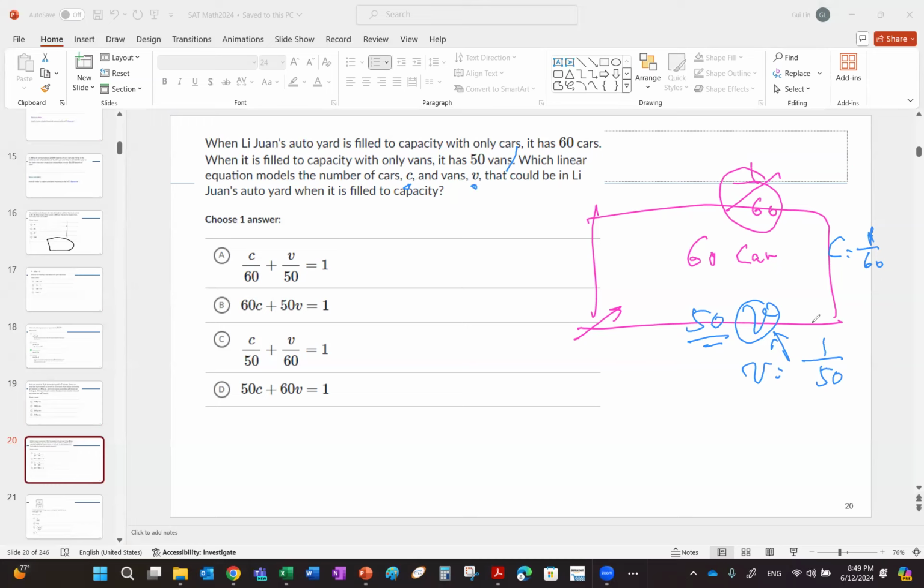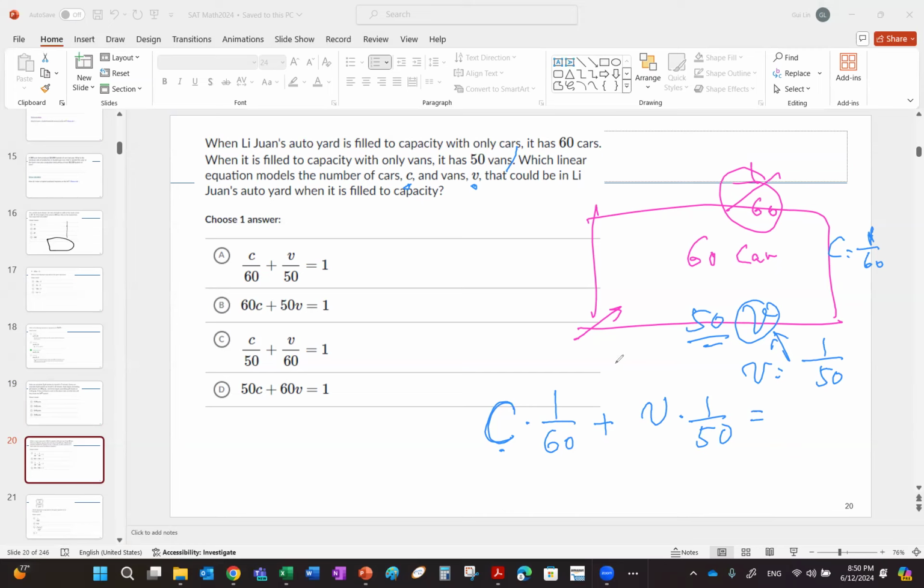Yeah, just exactly like what we do, right? That would be in Lijuan's auto yard when it is filled to capacity. So it means we don't know how many cars. Suppose we have C cars, so they fill this spot, right? Plus vans, each with some number of vans, taking the space 1/50. So put it together.